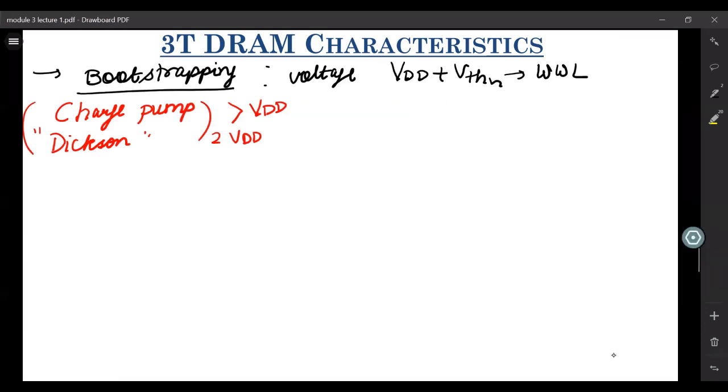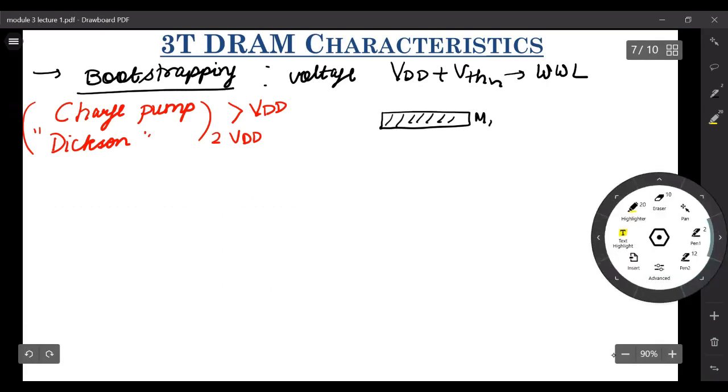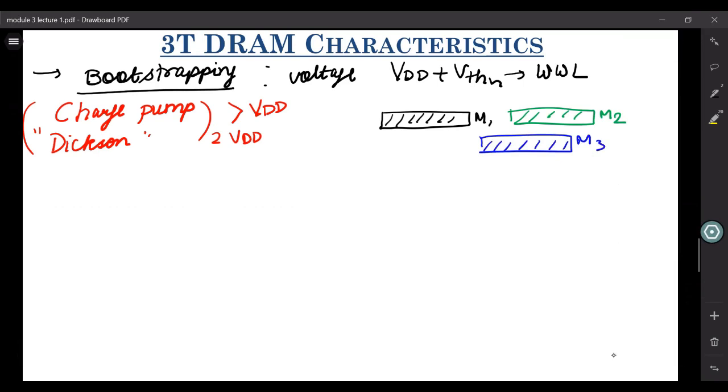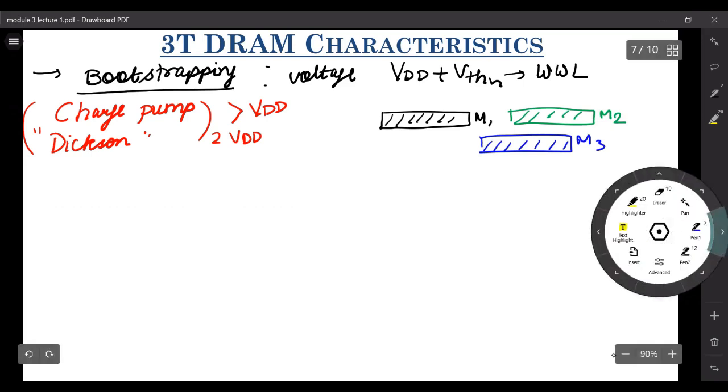However, bootstrapping has a different meaning when you are making layouts of the cell. While making layouts in the analog domain, you have different metal layers. Let's call metal layer 1, which is at the lowest. Then just above this is metal layer 2, M2. Then let us say we have another metal layer, M3. The resistance of M1 is highest, M2 is lower, and M3 is least. It goes in that order, generally.